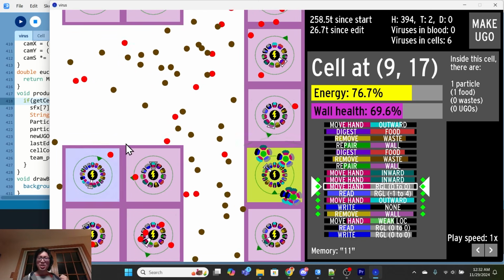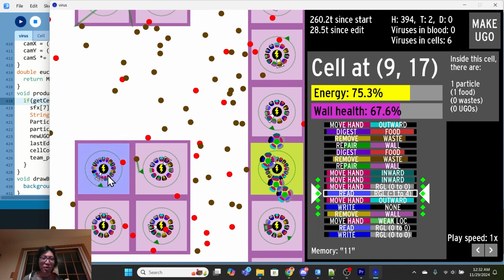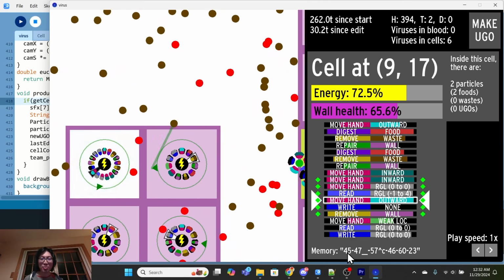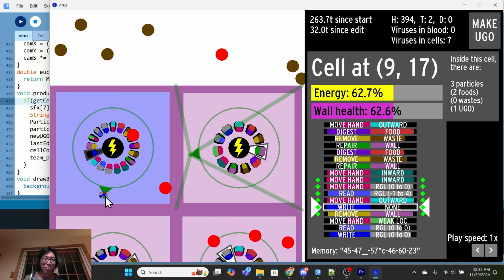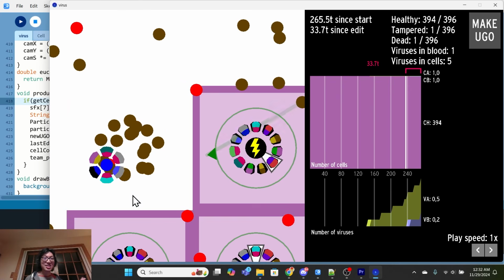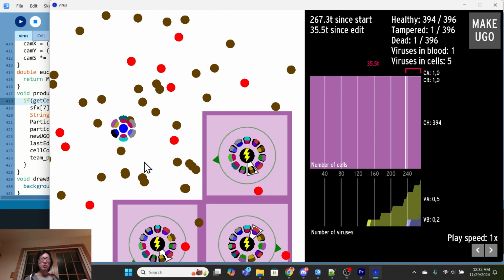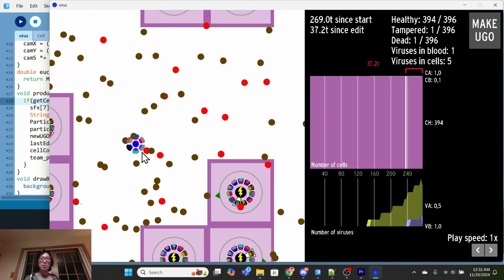And I want to watch it because we got to see all these pivotal moments. So it moved the hand towards it. It read 6 codons into memory. The memory's down here. Moved the hand outward, produced a copy of the blue cell, and then it's going to die. Because when you remove a wall, a cell with no wall is dead. So the virus particle is back into the wild.